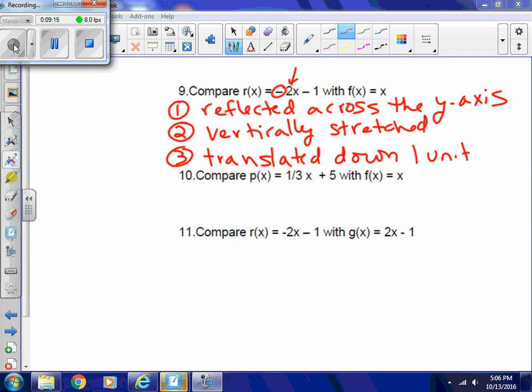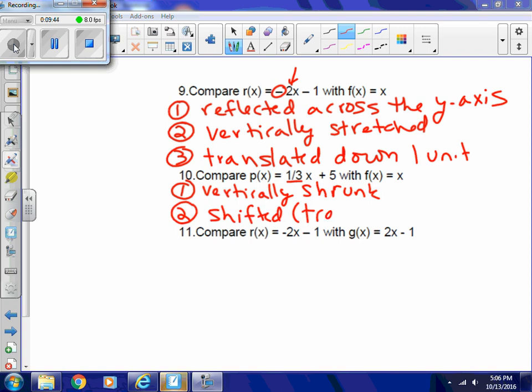Number 10, compare p of x with f of x. Two differences this time. Because of the 1/3, we know that this graph is vertically shrunk. It's less steep. We also know that this graph is shifted up 5 units. Shifted or translated. Up 5.